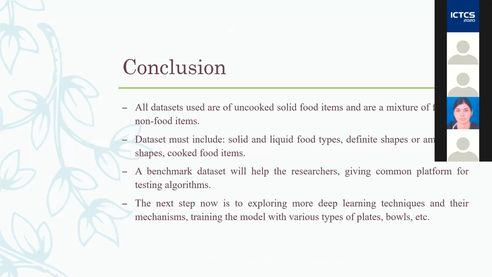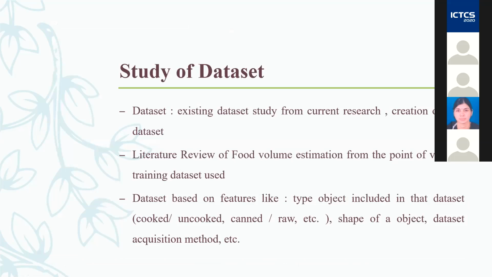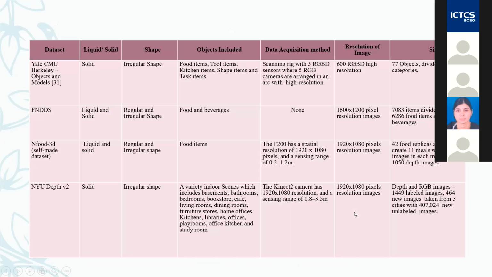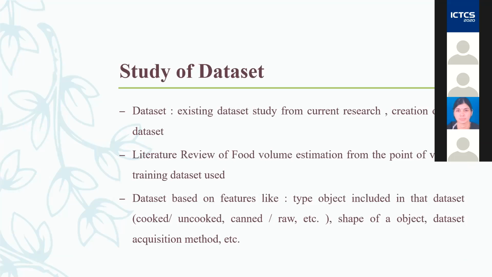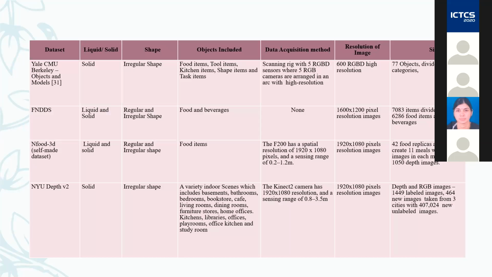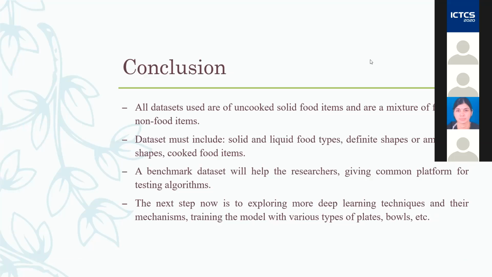Now there is one very important finding that we came across: all of the studies are based on a data set. There is a problem in the data set, in the sense that the majority of the data sets these authors have worked on use typically raw, canned or uncooked food, and there is no standard benchmark data set available. That is one of the major problems and we are going to focus on that particular problem. So a benchmark data set development is very, very necessary.